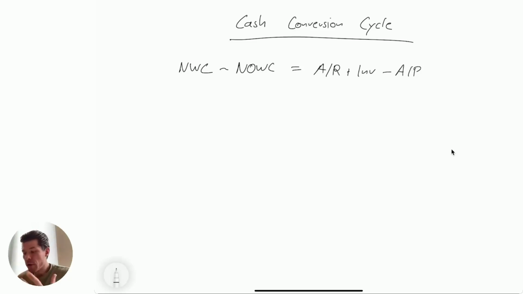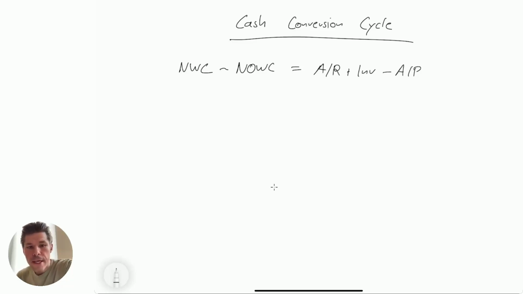So when we talk about the cash conversion cycle, same concept. We are not introducing more items. We are again focusing on accounts receivables, inventory, and accounts payables. But here the main difference is we are not looking at the dollar amounts. We are looking at the time it takes. So let's get started.